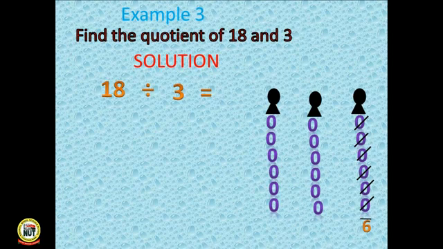For the second skittle, let's count. 1, 2, 3, 4, 5, 6. We write 6. Now, to the last skittle. 1, 2, 3, 4, 5, 6. So we write 6. Why are we doing this?